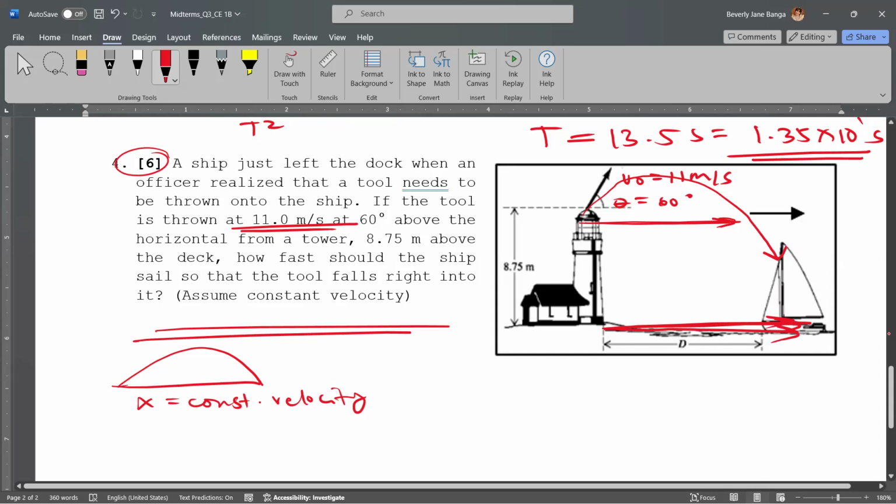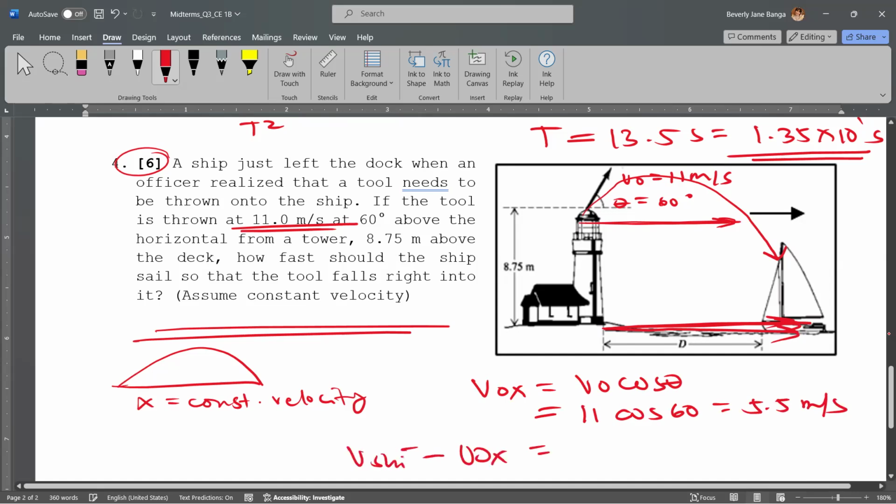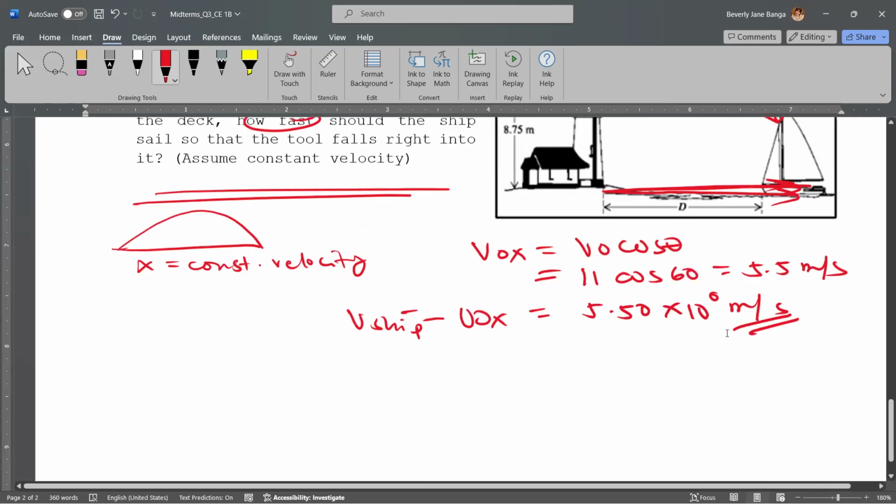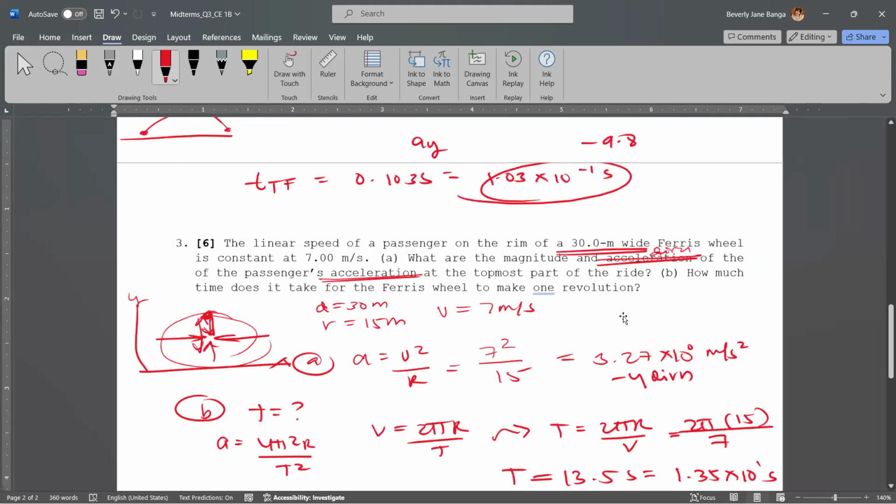So, we are simply looking for VOX here, which is just VO cosine theta. So, this is 11 cosine of 60. Cosine 60 is 1/2. So, this gives us 5.5 meter per second, or the VOX, which is simply the V of the ship, 5.5 times 10 raised to 0 meter per second. So, how fast only? So, magnitude of the speed only. And that's it. So, this one's very easy.